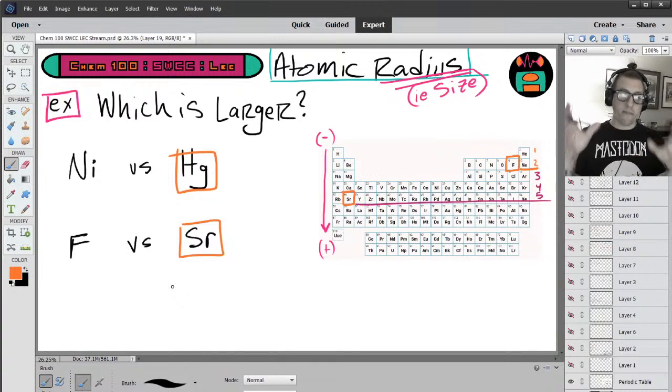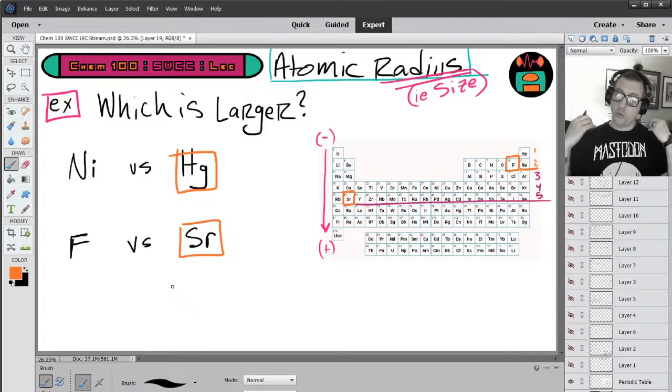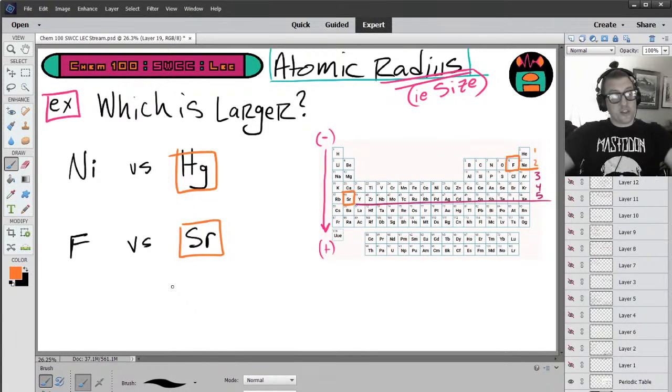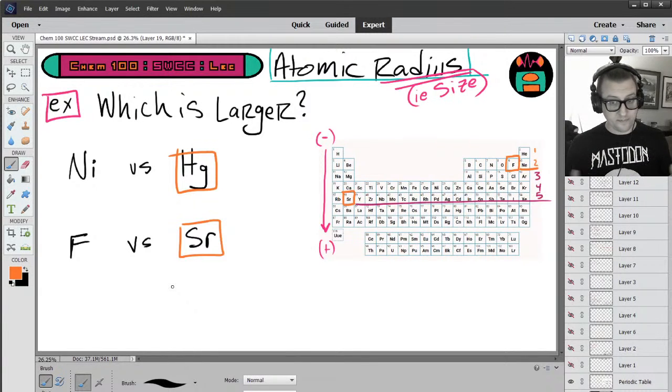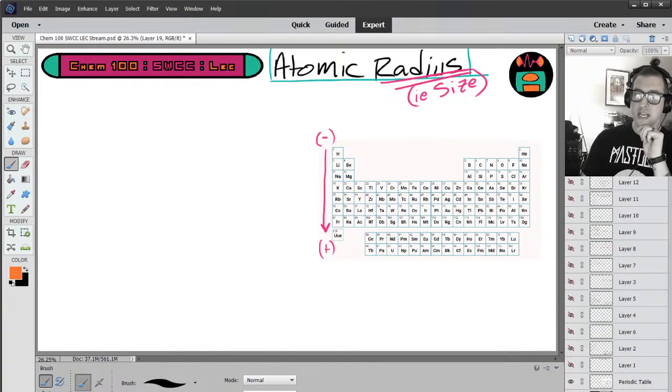All right, so that's the biggest differentiation between atomic radii. When you're looking for a larger atom, pick the one that's lowest down on the periodic table. When you're looking for a smaller atom, pick one that's higher up. All right, where things get a little dicey is what happens when, so same question.